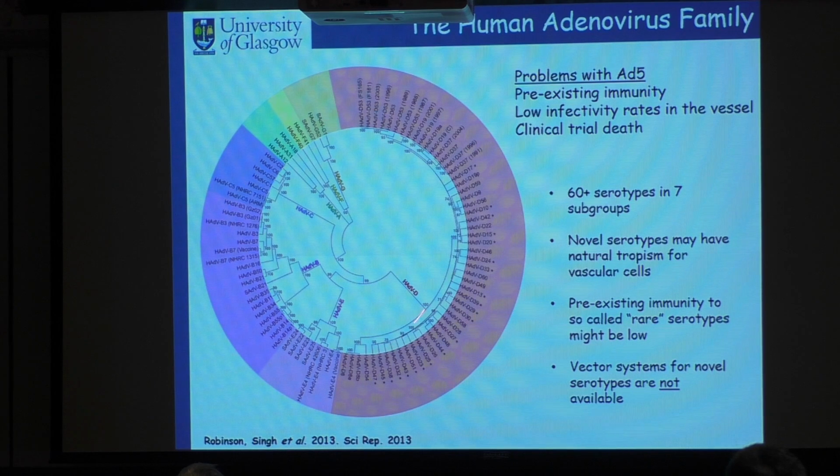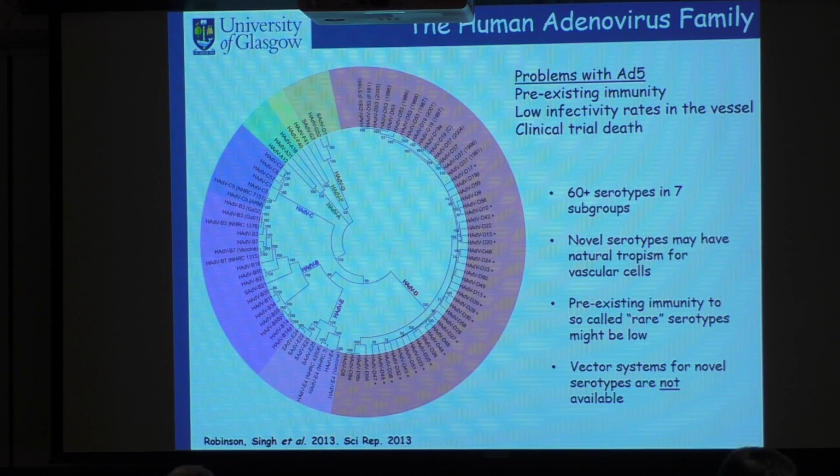So touching on that pretty briefly, if you just very simply look at the human adenovirus family, there are 60 plus serotypes of them now in 7 different subgroups. The problems with Ad5 I've already stated for a gene therapy setting. There's a lot of pre-existing immunity. It varies across the world. Some places it's 80%, some places it's 30%, but it's very high. And this is actually one of the problems with some of the AAVs as well.